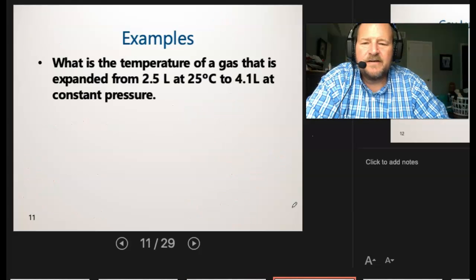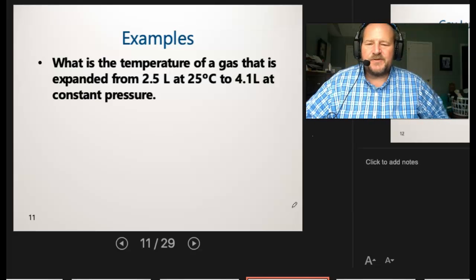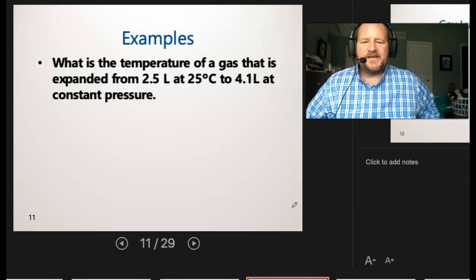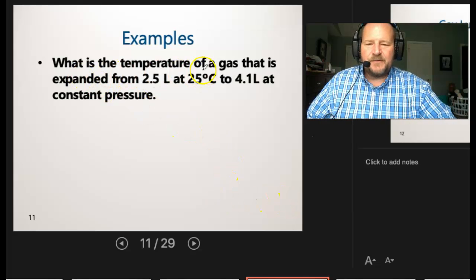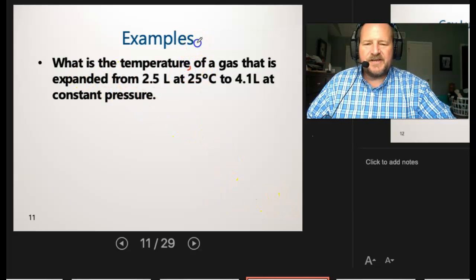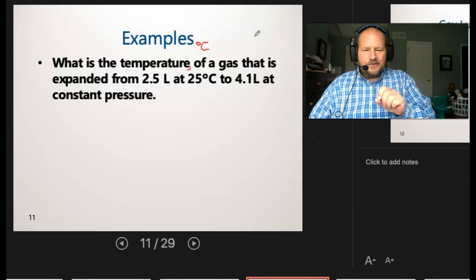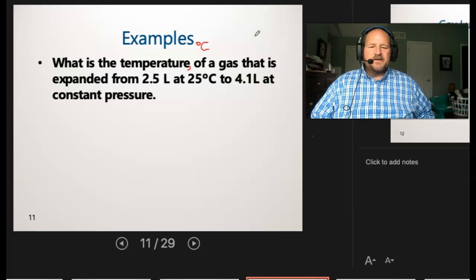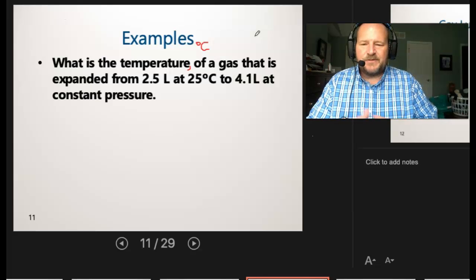All right. What is the temperature of a gas that is expanded from 2.5 liters at 25 degrees C to 4.1 liters at constant pressure? Now I'm going to say, what is the temperature? And I want this in degrees C. My final answer in degrees C. So this question doesn't actually pose itself that way, but I'm going to add that little piece in there because typically on an exam, I'm asking you for the degree C temperature, not just any random temperature.